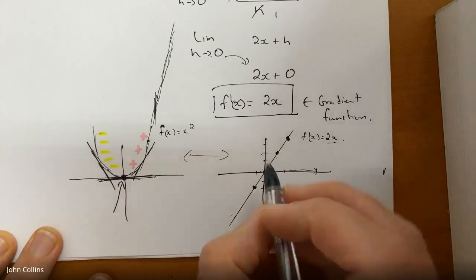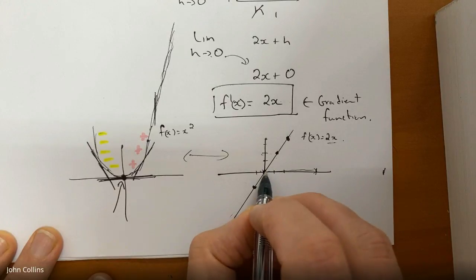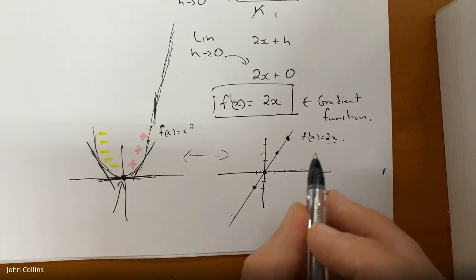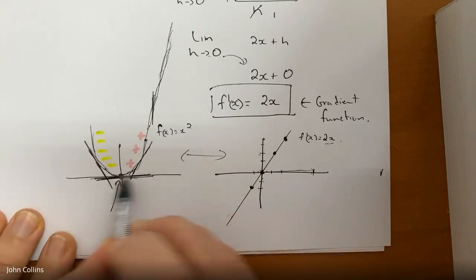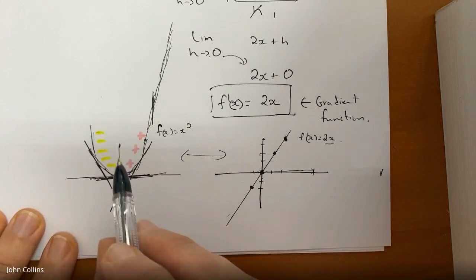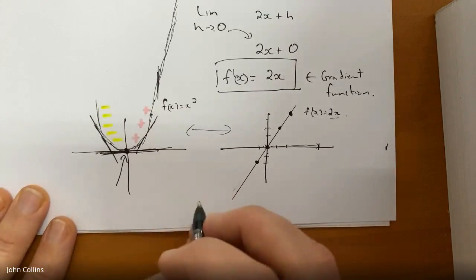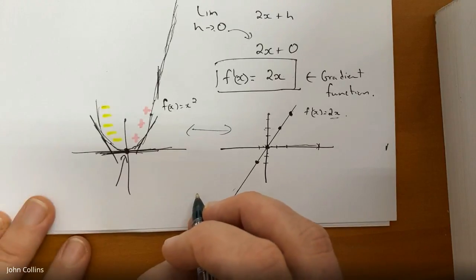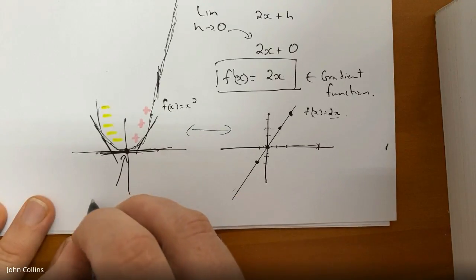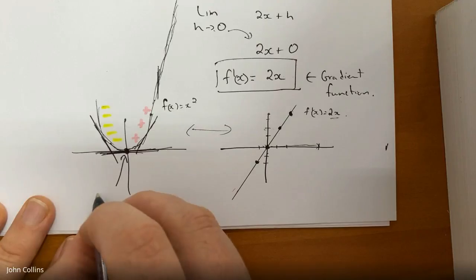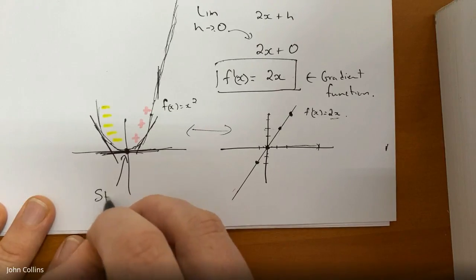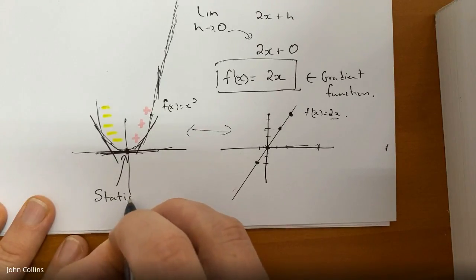Yeah, we could test that using the gradient function. Put 0 in, and you get 2 times 0, which is 0. So the gradient is 0. So it's kind of the tangent is flat at that point. What's that point called in calculus? Did anyone come across it? Begins with S. It's called a stationary point.